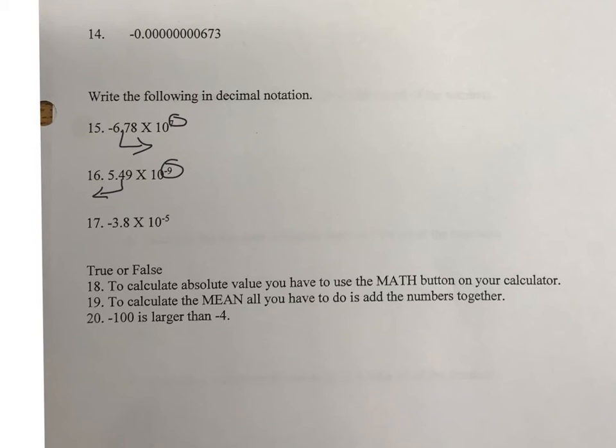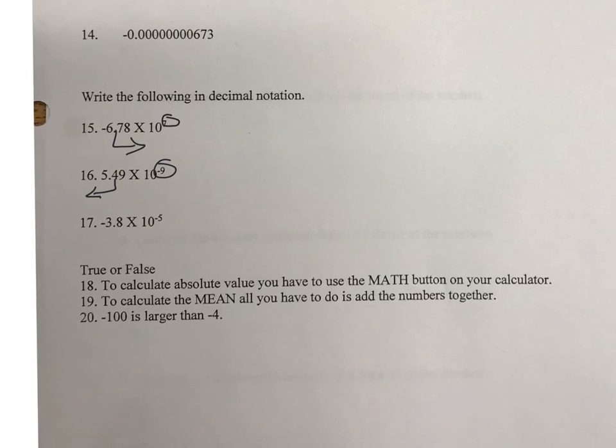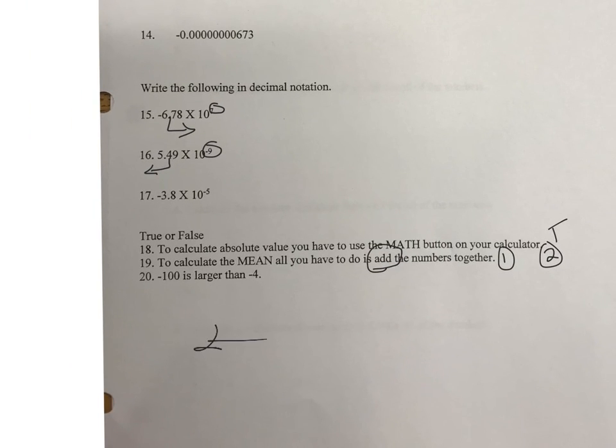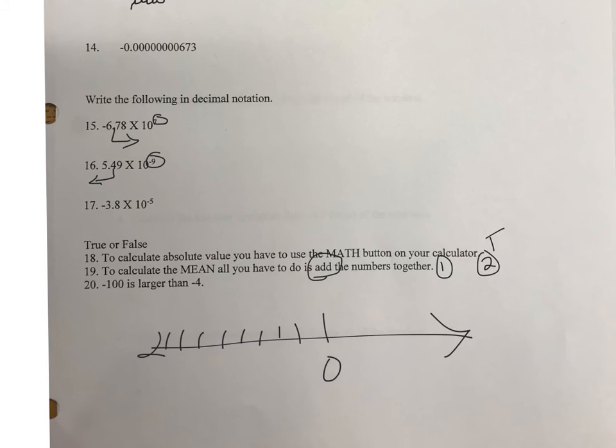On the true or false, to calculate absolute value, you have to use the math button on your calculator. Since you guys online didn't get that, that is true. To calculate the mean, all you have to do is add the numbers together. Is that going to be true or false? I always tell you about 2 steps. Number 20, think about your number line. If the farther away they are from 0, the smaller it is.